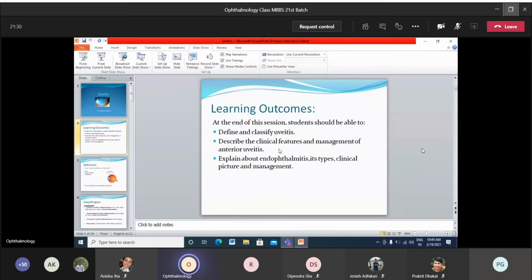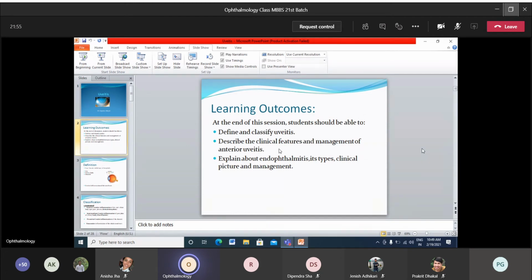Okay. So these are your learning outcomes for today's class. At the end of this session, students should be able to define and classify uveitis, describe the clinical features and management of anterior uveitis, and explain about endophthalmitis, its types, clinical features and management.